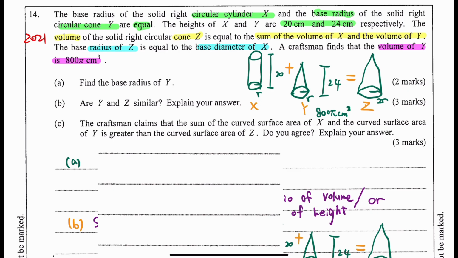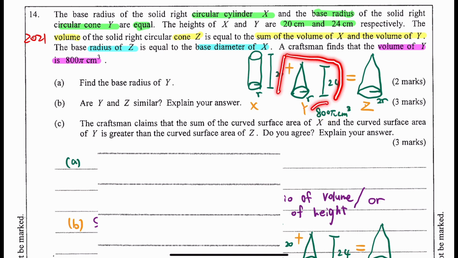Question 21. This year we have so many sentences here. First we have a cylinder X, and then a cone Y. Their base radii are equal, and the height is given to you. And then we have another cone Z. The volume of Z is equal to the sum of the volumes of X and Y. So X and Y added together equal the volume of Z, okay? And the last sentence tells you that the volume of Y is 800 pi cm³. Find the base radius of Y.